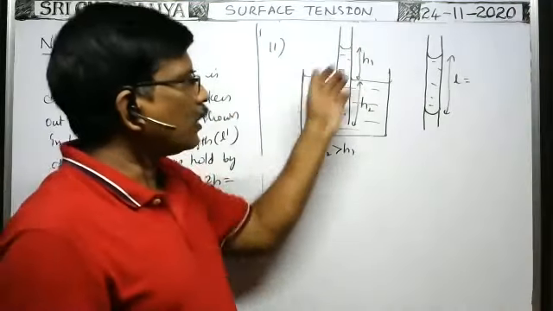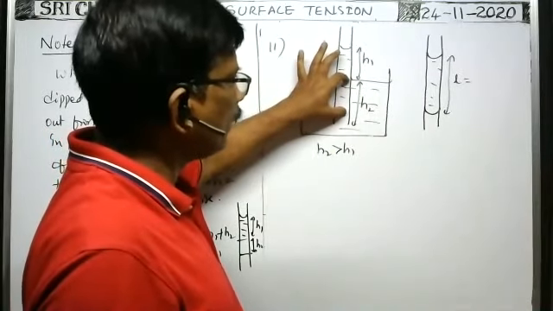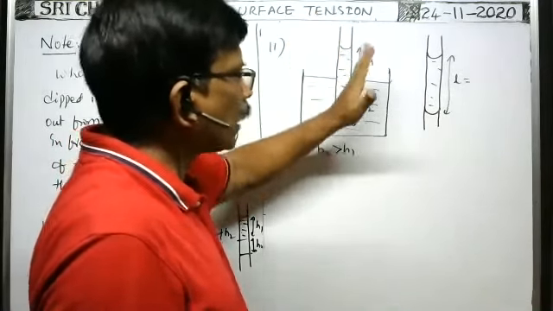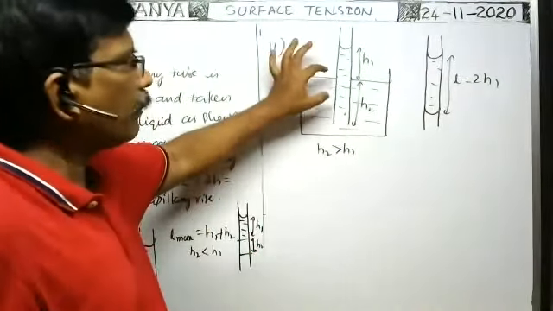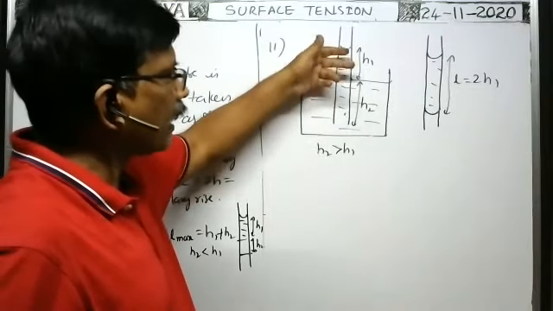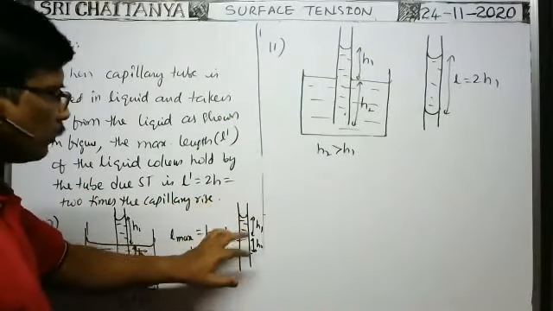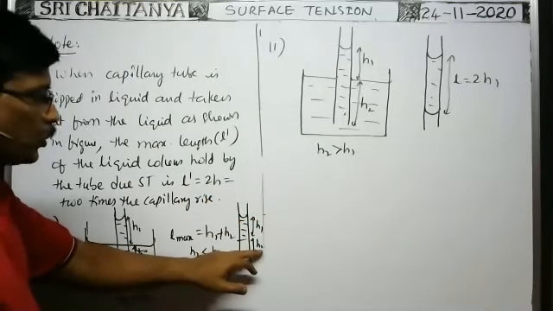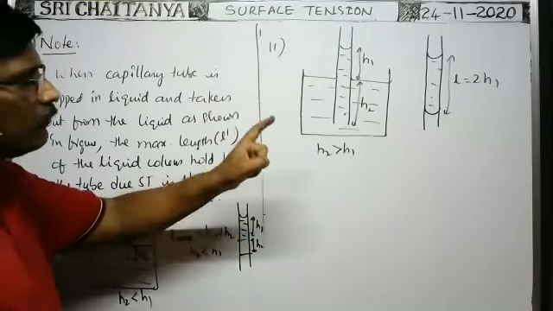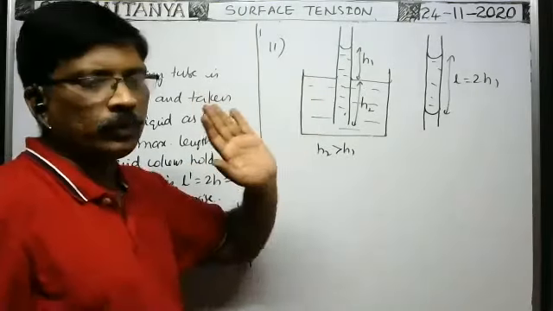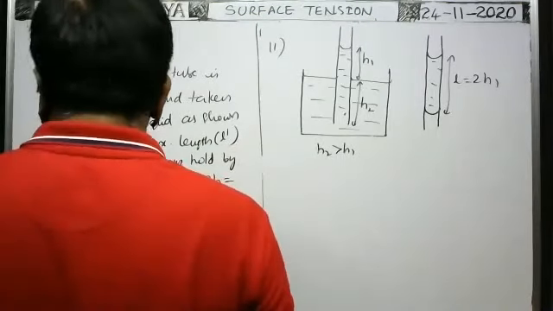So when it is taken out, some liquid expels and comes out, and the remaining length of the liquid column here is H1. So the maximum length is 2H1 only. Suppose the length of the capillary tube inside the liquid is less than the capillary rise, as here, then the total length of the liquid column held is H1 plus H2. But if H2 is greater than H1, then only twice H1 is the length of the liquid column that can be held by the capillary tube due to surface tension. Okay, that is good. It is an important point.